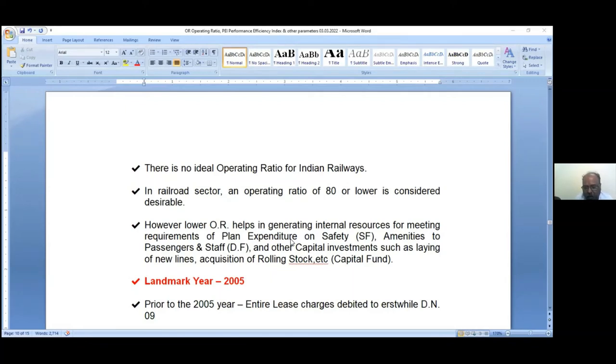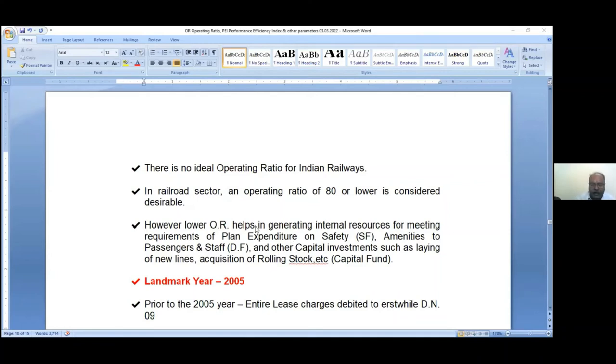We have funds available for demand number 16, so that we can appropriate to meet the plan expenditure. That is what is called the safety fund or development fund, or the acquisition of rolling stock or construction of new lines through the capital fund. All these are the advantages of having a low operating ratio, or more surplus.